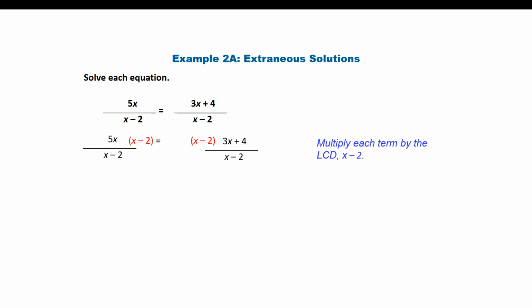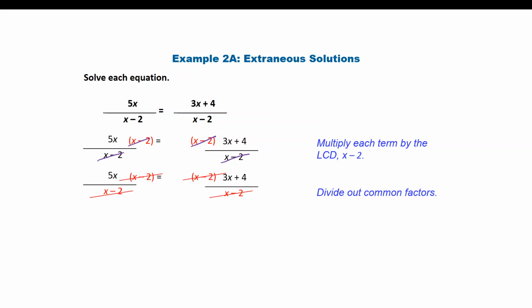So when we multiply them through, our x minus 2 cancels out on both sides, leaving me with just 5x equals 3x plus 4. Okay, so once we do that, we can then solve for x, and so by subtracting 3x on both sides and then dividing through, we get x equals 2.